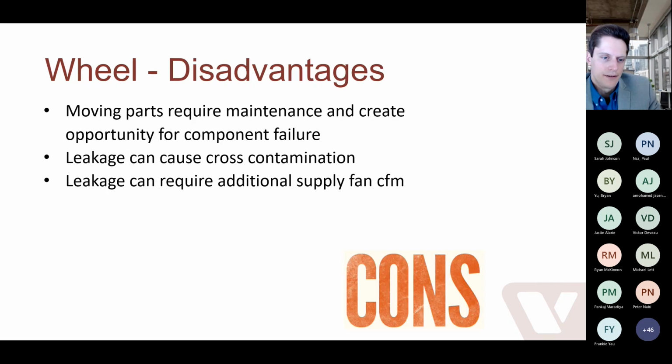There are some disadvantages though, in that it has moving parts. It has a motor and a belt, and so those need to be maintained. And it also has a relatively high leakage rate, which in some cases it doesn't matter, right? If it's just an office building, 5%, 10% leakage rate's not a huge deal. But if you're talking about a lab exhaust, for example, that might not be acceptable for the application.